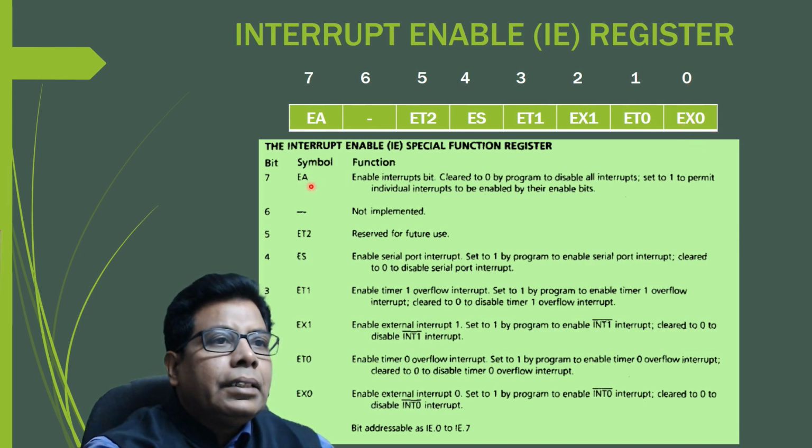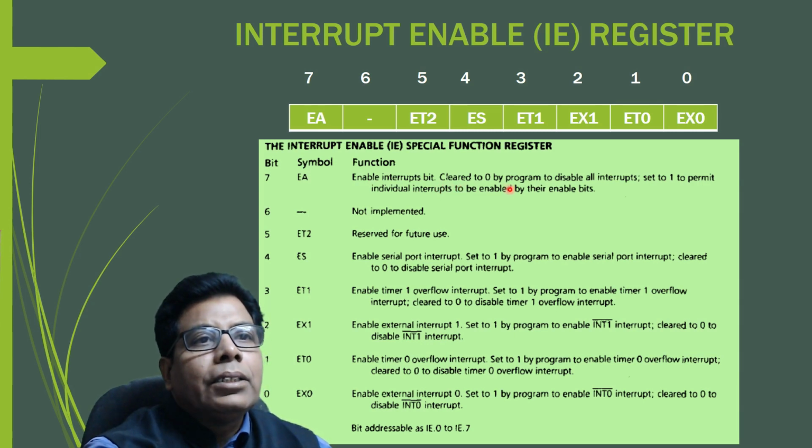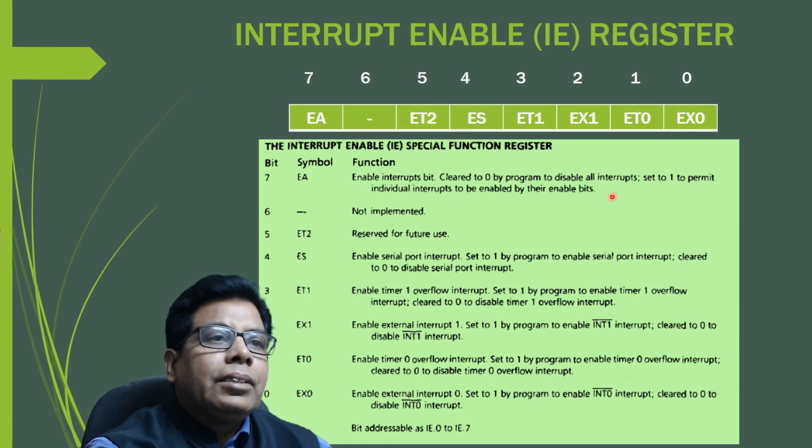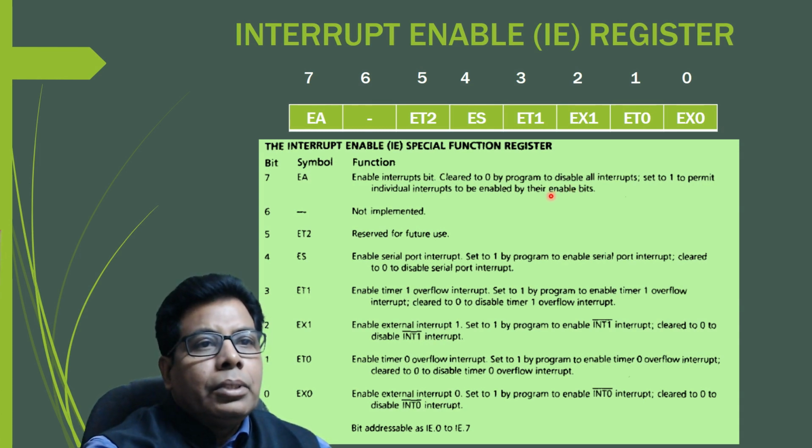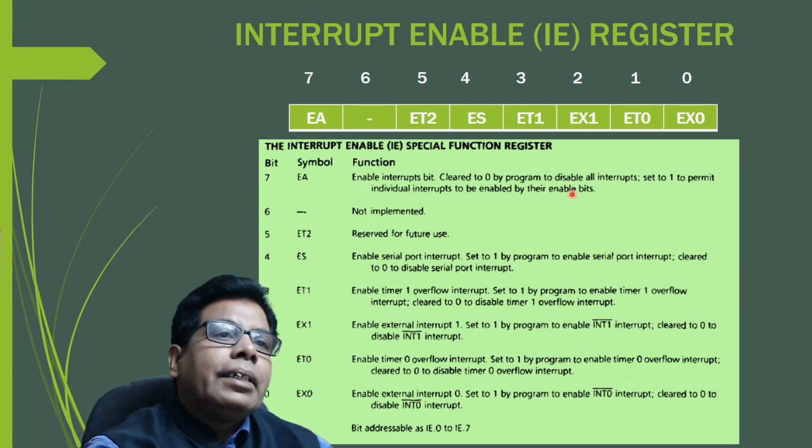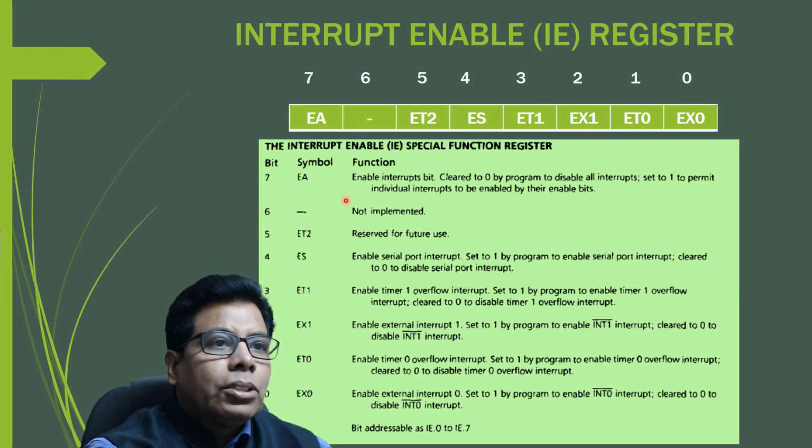So EA is nothing but the enable interrupt bit. It is cleared to 0 by program to disable all interrupts and set to 1 to permit individual interrupts to be enabled by their enable bits. So it is a global bit to enable or disable all the interrupts. Then this is not implemented and is reserved for future use, ET2.